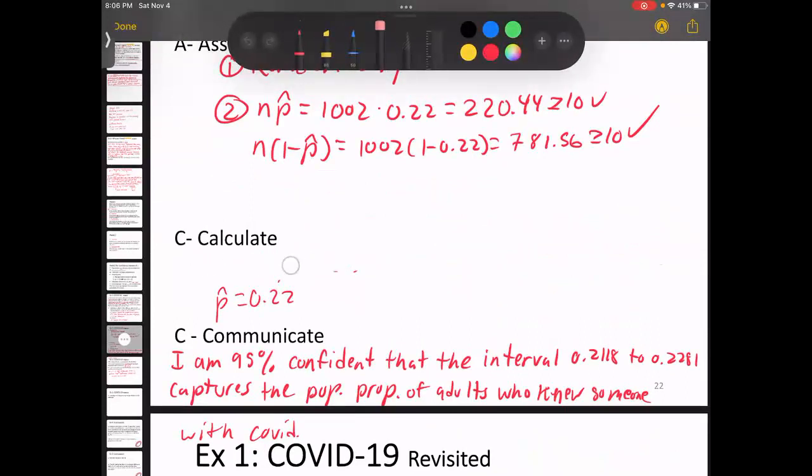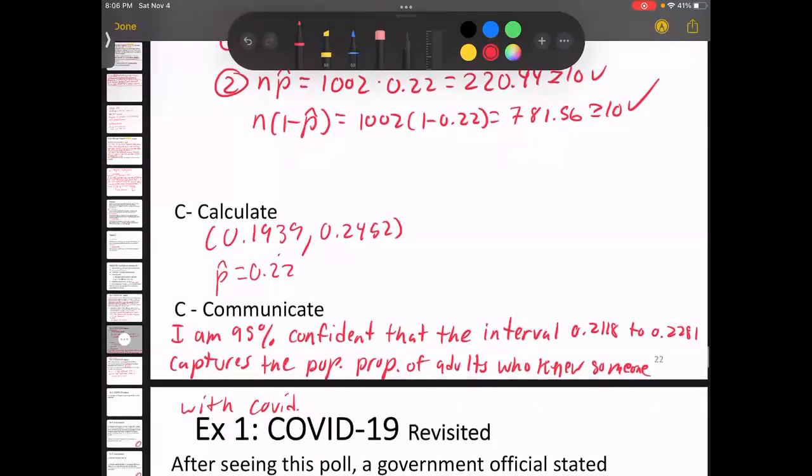So this interval here was incorrectly stated as about 2.11 to 2 point something else. The actual confidence interval goes like this: 0.1939 to 0.2452. Okay, so all that really changes is just the number. It doesn't change our conclusion, doesn't change our interpretation, it just changes some numbers. So that's the good news. So just let me fix these things and make sure you adjust this in your work.